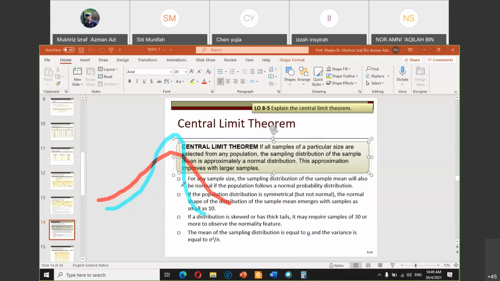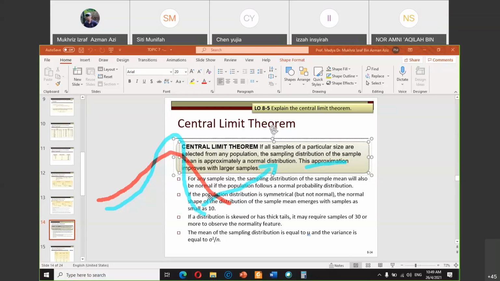This blue shape is better than the red shape because, first, the variance becomes smaller, and then in terms of the accuracy of the estimation, this approximation to normal improves with larger sample size, meaning the higher sample size that you have, the shape of the distribution becomes more and more normal.